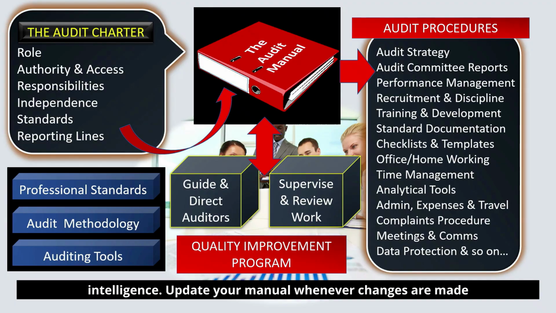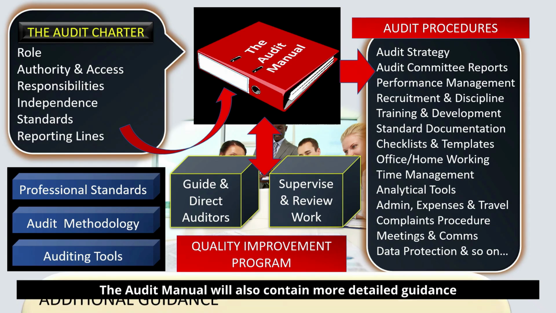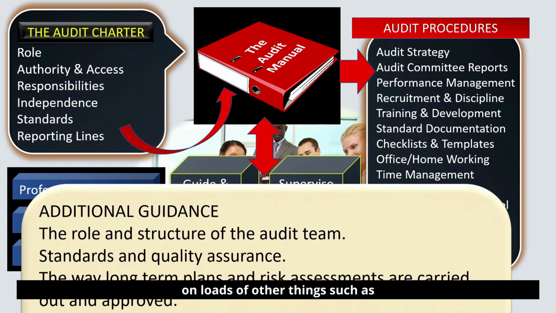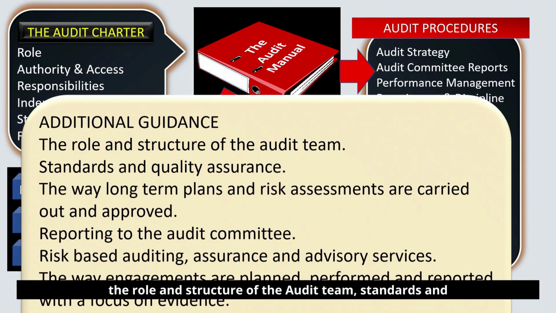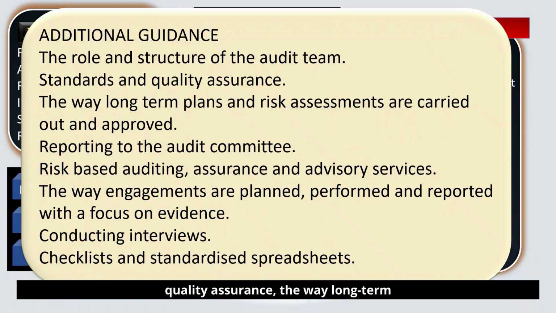Update your manual whenever changes are made to the charter, the professional standards along with the analytical tools, approaches and techniques. The audit manual will also contain more detailed guidance on loads of other things such as the role and structure of the audit team, standards and quality assurance, the way long-term plans and risk assessments are carried out and approved, reporting to the audit committee, risk-based auditing, assurance and advisory services, the way engagements are planned, performed and reported with a focus on evidence, conducting interviews, checklists and standardised spreadsheets, along with all manner of things that require some form of dynamic, agreed methodology.